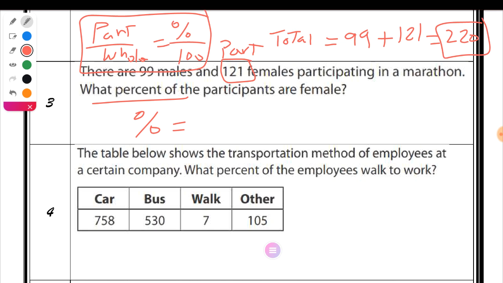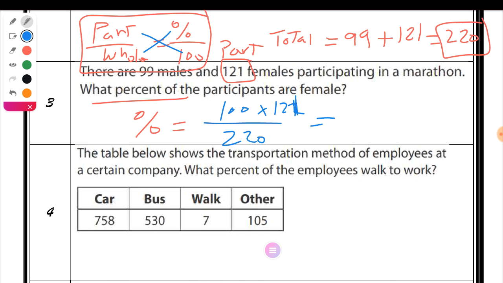Okay, to find the percent, we will multiply by the whole. Whole here is 100. So the whole will be down. Up is 100, multiplied by the part, which is 121. Calculate it and finish the problem.